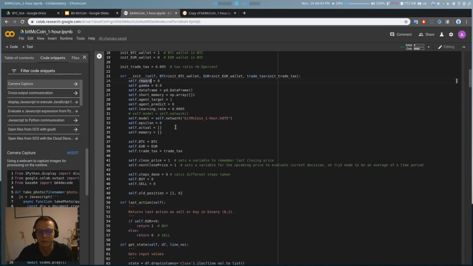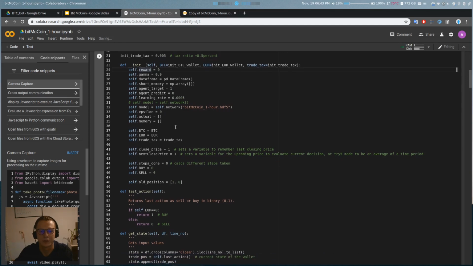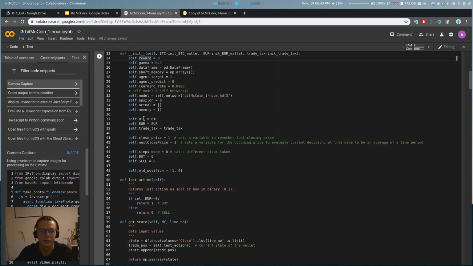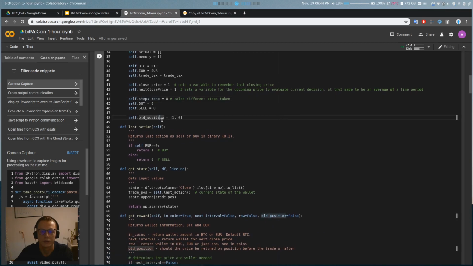These are basically the same in each example, so I don't really think I need to get into those too much. Yeah, so we set up the wallets, we set the closing price for the current time interval and the next closing price, to which we'll get into a bit later. The steps done is just a counter of how many steps the bot has done, and the alt position, so whether the money was in Bitcoins or in Euros.